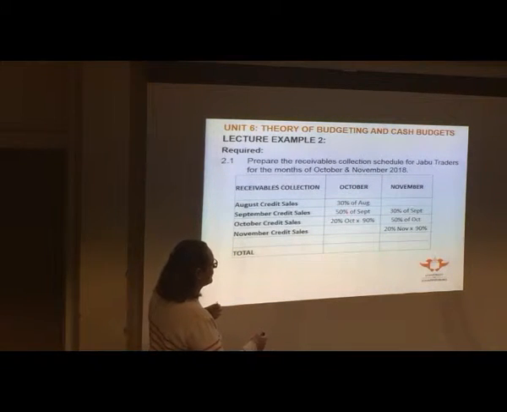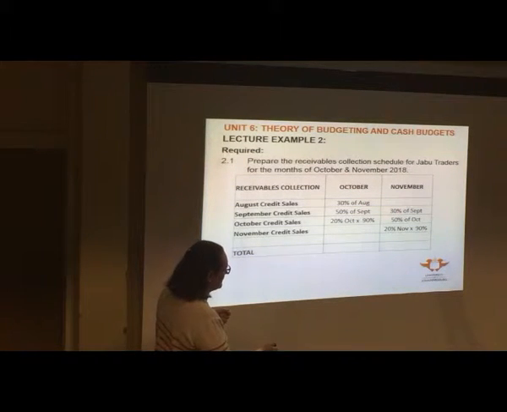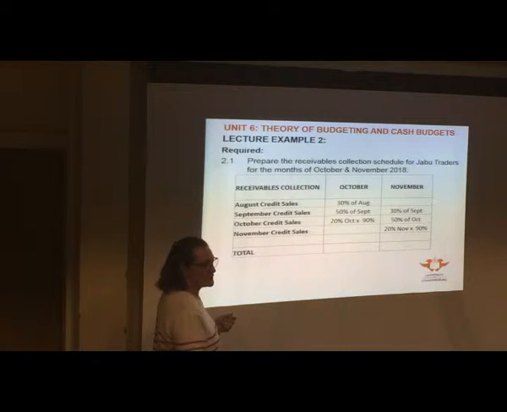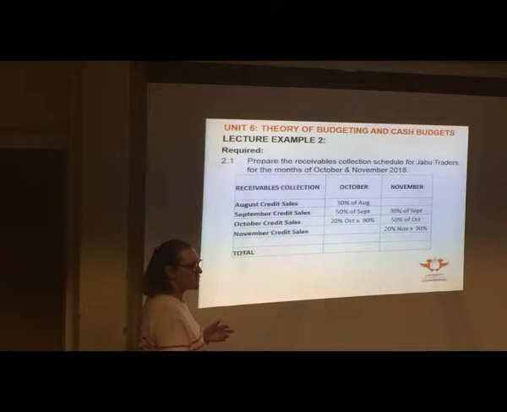Can you see, once you've got this here, it's a knock-on. The 30% goes down a month to September. The 50% goes down a month to October. The 20% times 90% goes down a month to November. So once you've got this first lot sorted, you actually are okay.